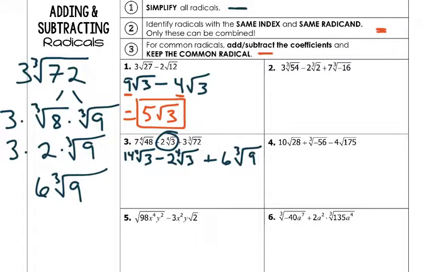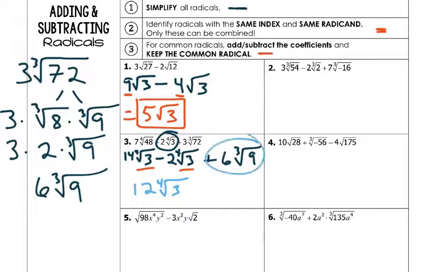Now, do we have any like terms? Yes, we do. See that these guys are both fourth roots of 3. So 14 minus 2 gives us 12. Let me do this in another color. 12 fourth root of 3. And then, is this a like term here, this guy?